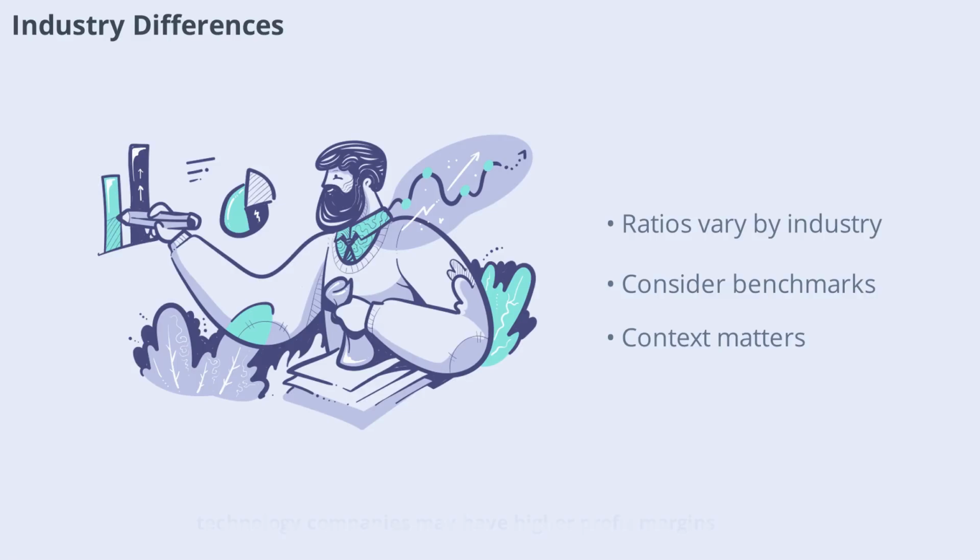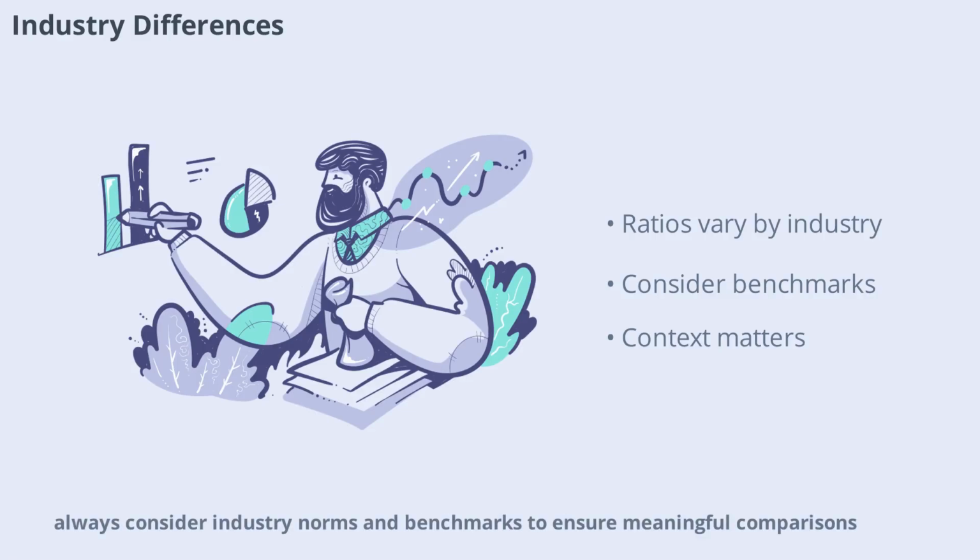Profitability ratios can vary widely between industries. For example, technology companies may have higher profit margins than retail businesses due to different cost structures. When analyzing these ratios, always consider industry norms and benchmarks to ensure meaningful comparisons.